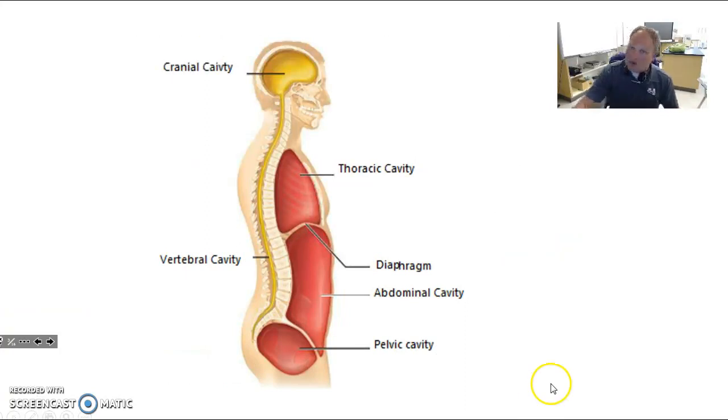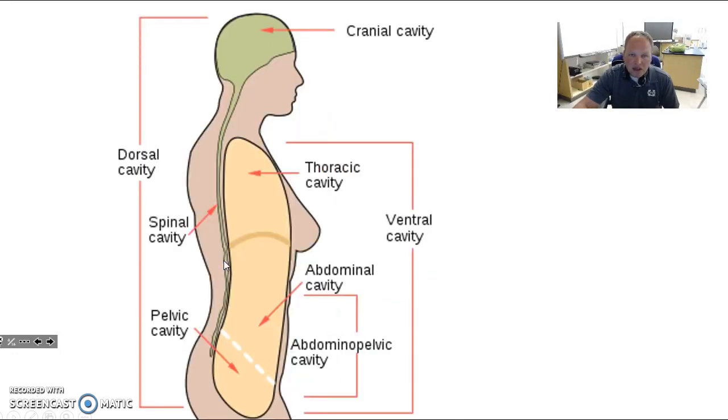So let's take the yellow ones first. Your yellow one is your cranial cavity, which obviously is the cavity that has your brain. It's kind of important. Then you have your spinal cord running down into your vertebral cavity. Together, the cranial cavity and the spinal cavity make up your dorsal cavity.